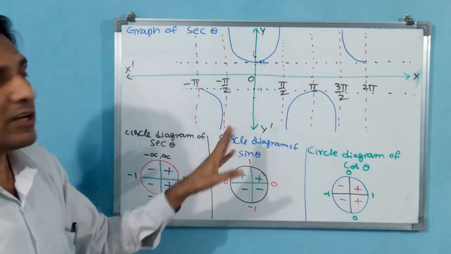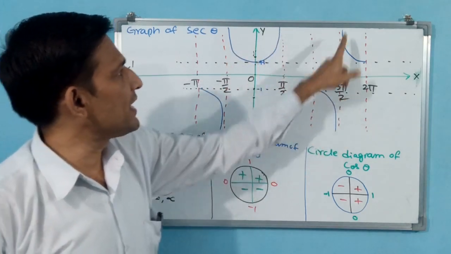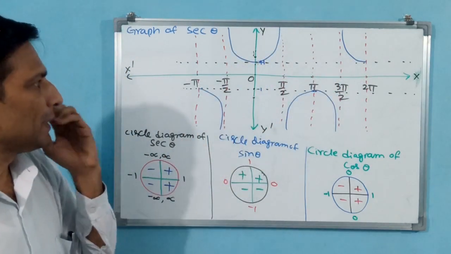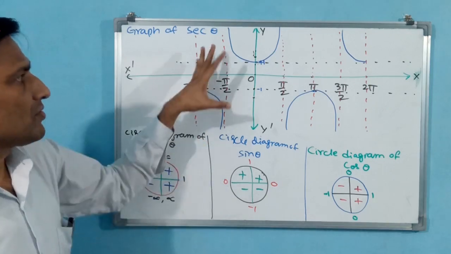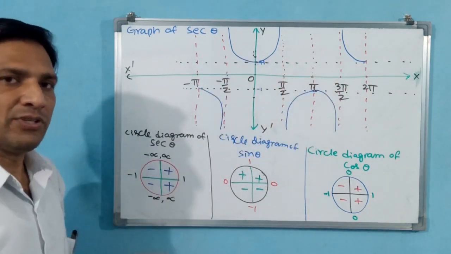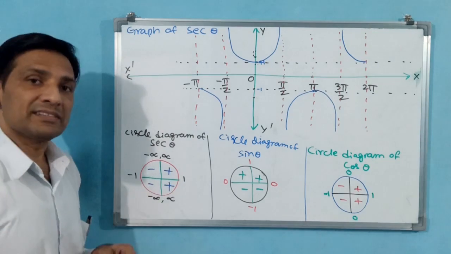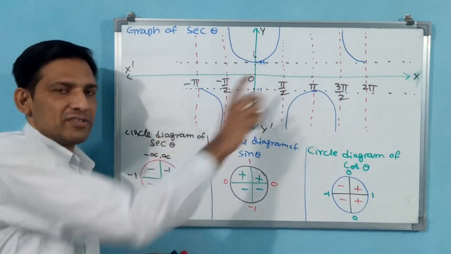Now see, the original graph is this blue line. The blue lines are the original graph. Observe carefully. These are discontinuous graphs only, not continuous, unlike sin theta and cos theta, both of which are continuous graphs.